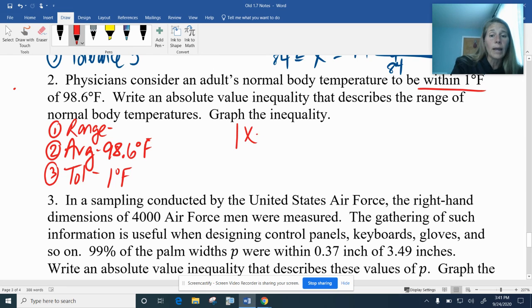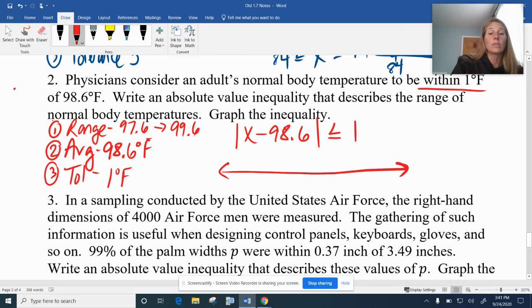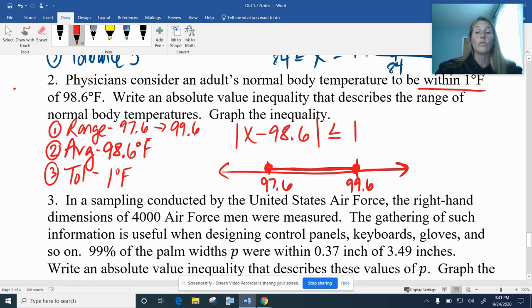So when we write it, we would write |x minus 98.6| less than or equal to 1. Of course, all you have to do is subtract 1 and add 1 to 98.6 to get your range. If I subtract 1, I get 97.6. If I add 1, I get 99.6. So if your temperature is between those two amounts, you're still considered normal and shouldn't have any issues. But if you're over or under either of these, that would be considered unacceptable, and you might be infected or sick or something like that.